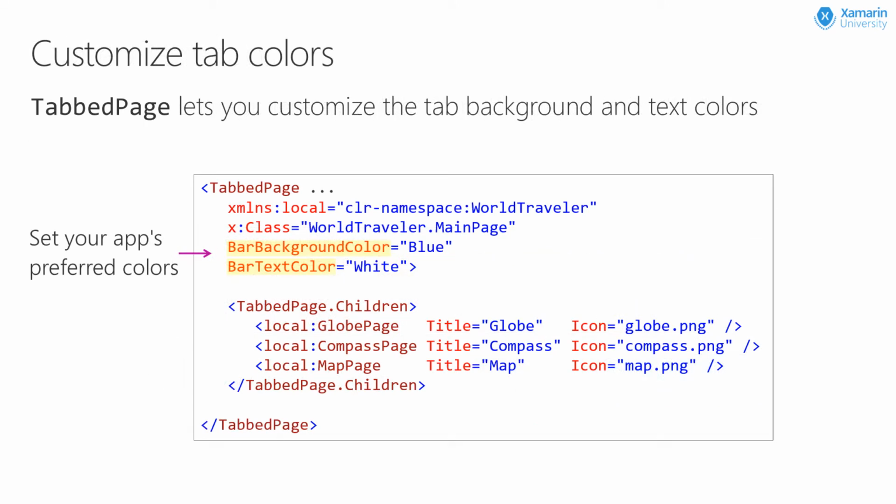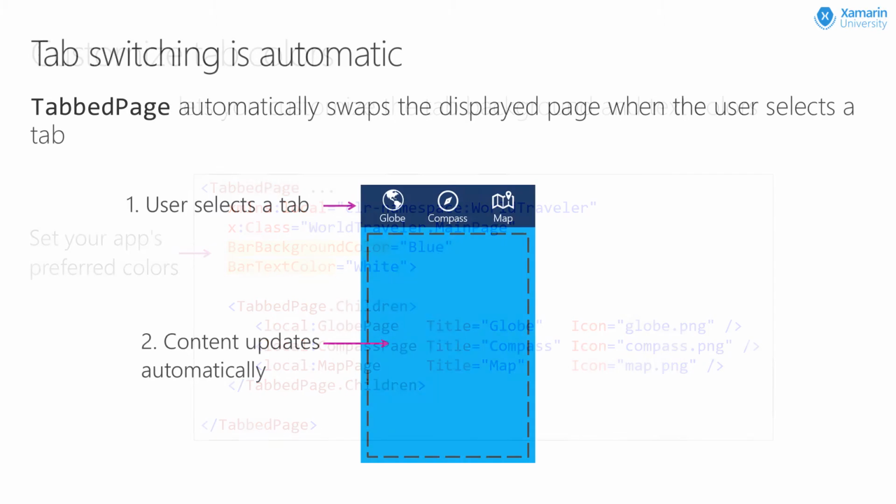And you can customize the colors of the tab strip on your tab page. So this is for the entire strip, but you cannot customize the colors of the individual tabs. And you'll set the bar background color property to change the background color, and you set the bar text color to change the text color. This is done right on the tabbed page.